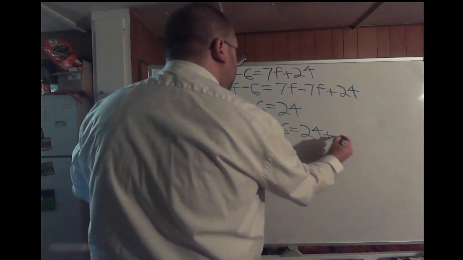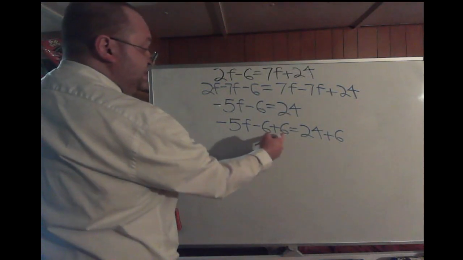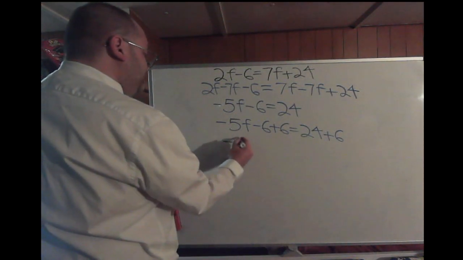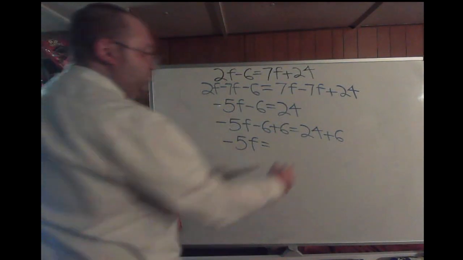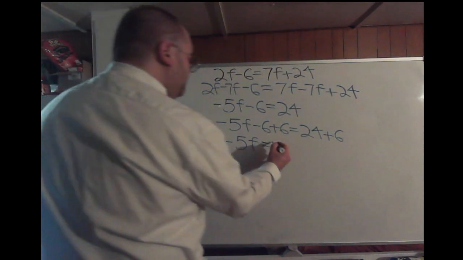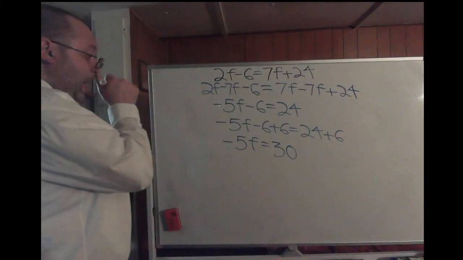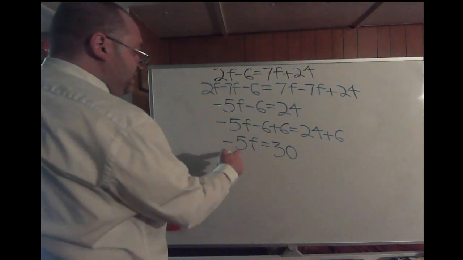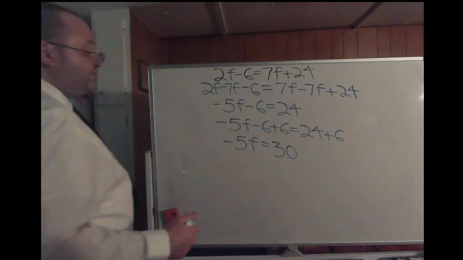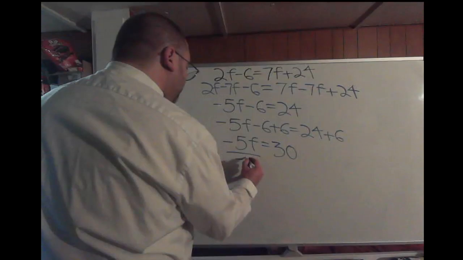Since we did it to the left side, we got to do it to the right. So on the left, you have negative 6 plus 6, that's 0. You have negative 5f on the left-hand side. You'll set that equal to 24 plus 6, well, that's 30. Now you'll have negative 5f on the left. We want to find plain old f. You got to divide both sides by negative 5.